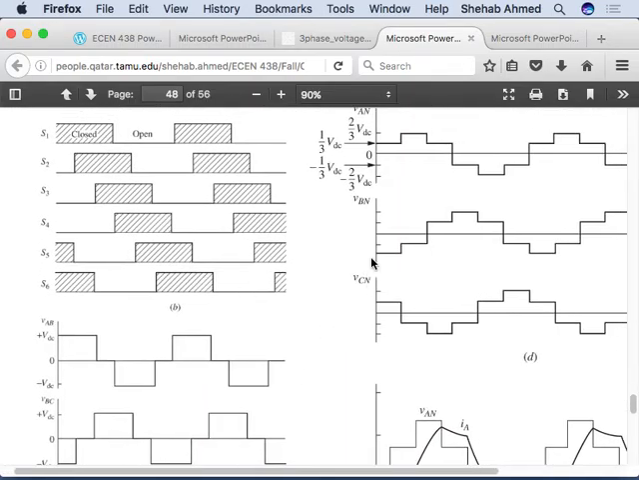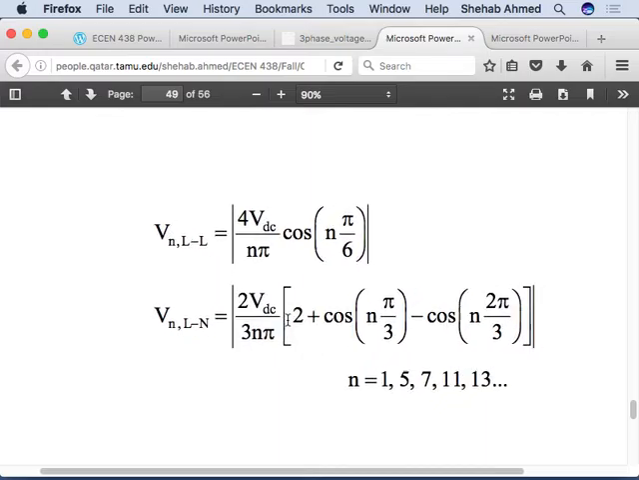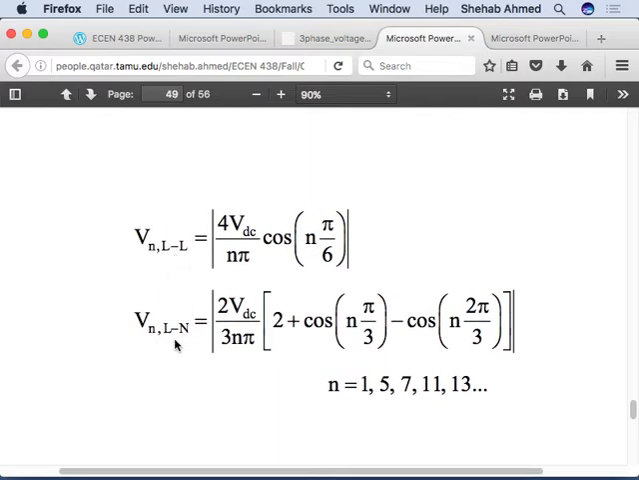So again, of course, after we draw these waveforms for phase and line, how do we judge these waveforms? Using Fourier series, right? So here they derive the Fourier series for the line-to-line voltage and the line-to-neutral voltage. This is the peak value of the line-to-line voltage harmonics, and this is the peak value of the line-to-neutral voltage harmonics in this three-phase, six-step inverter. So if I ask you to calculate the THD for up to 4 harmonics, you would use, in the line voltage or the neutral or the phase voltage, these two equations. Okay?